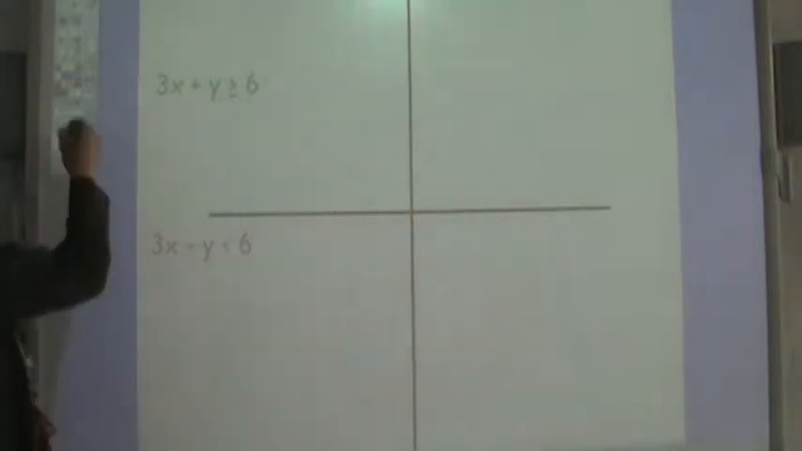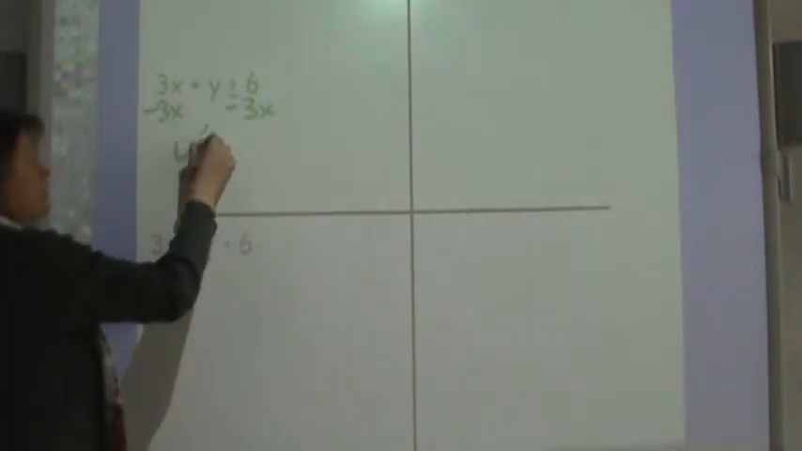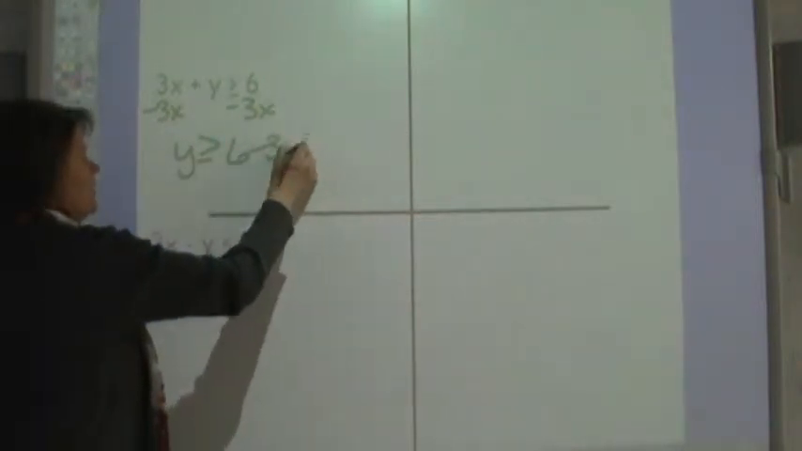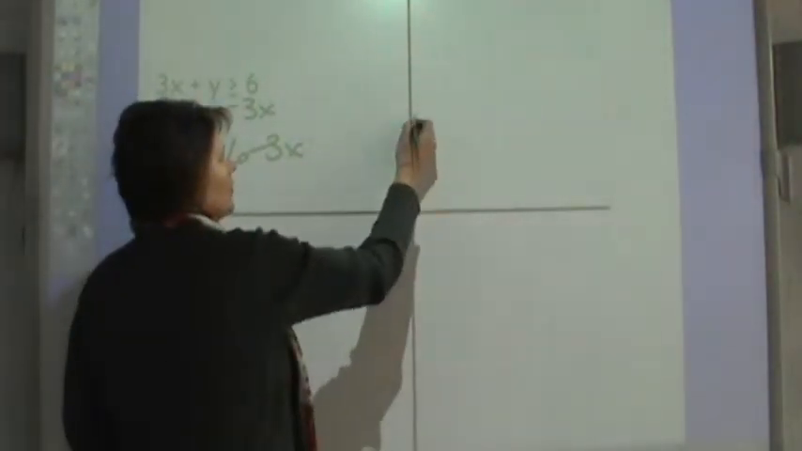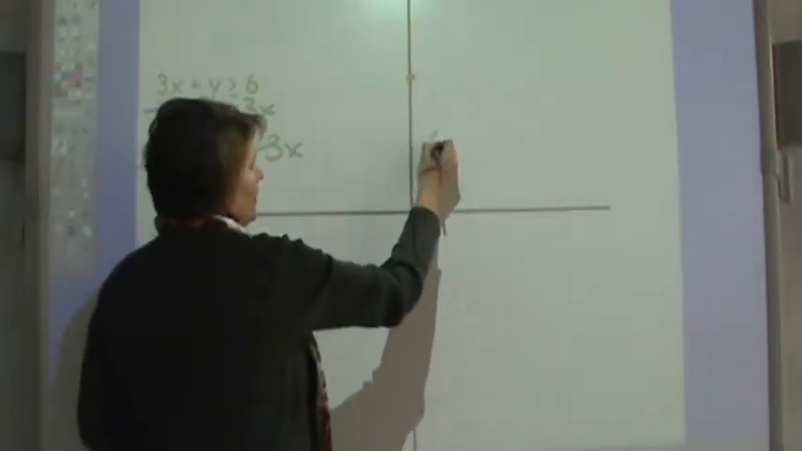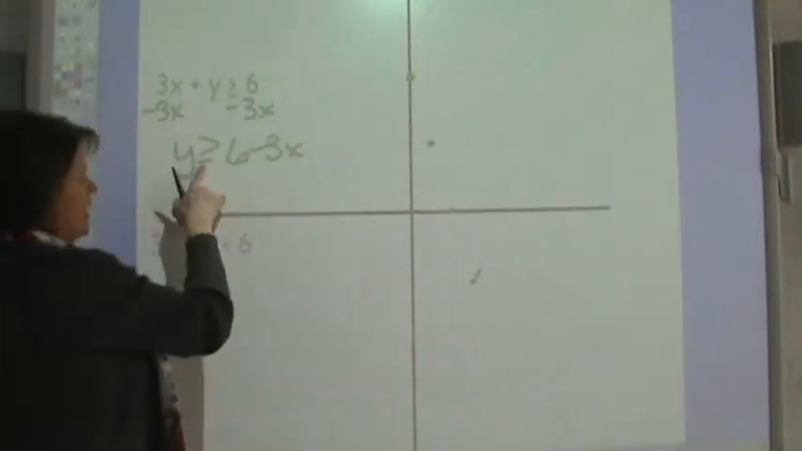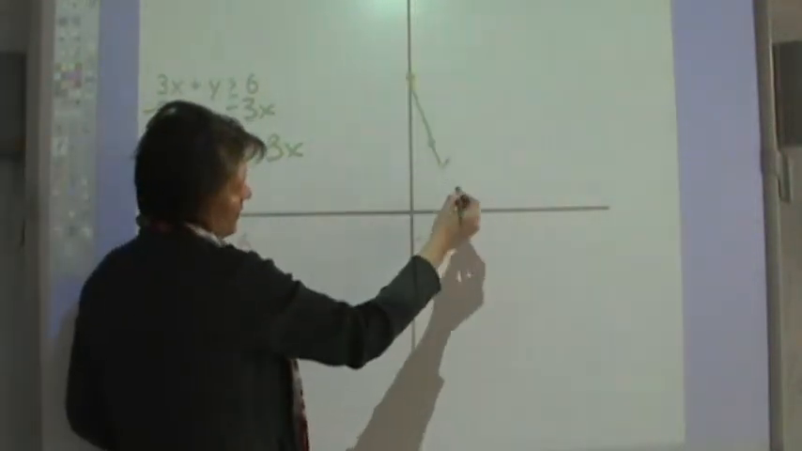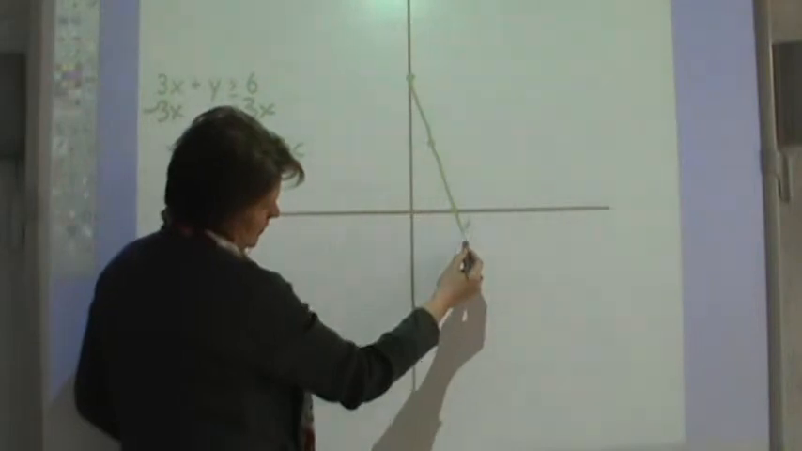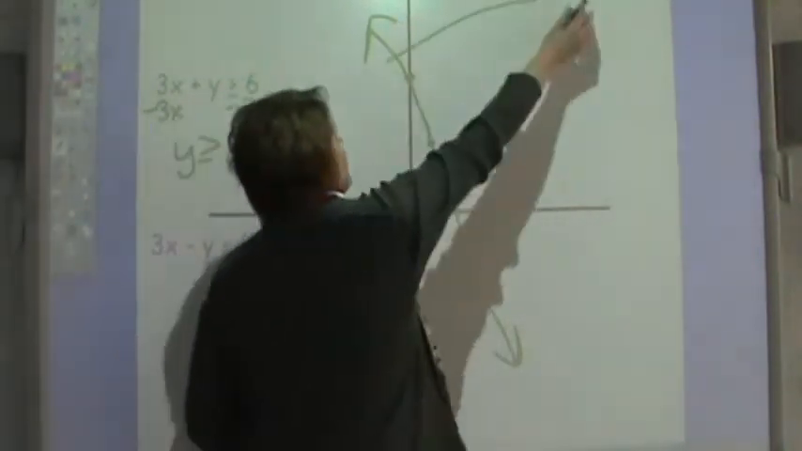All right, so let's do method 1. We subtract 3x, start at 6, and down 3, right 1. Solid. Sorry, I can't see with the shadow. And it would be shaded above.